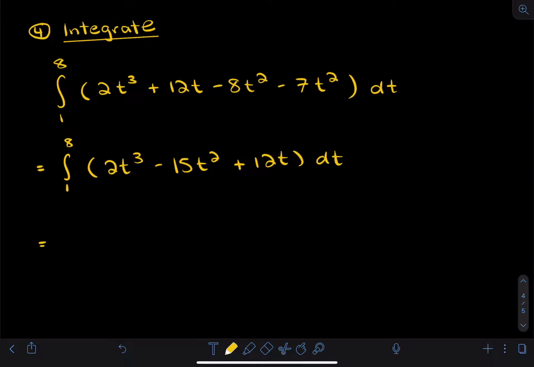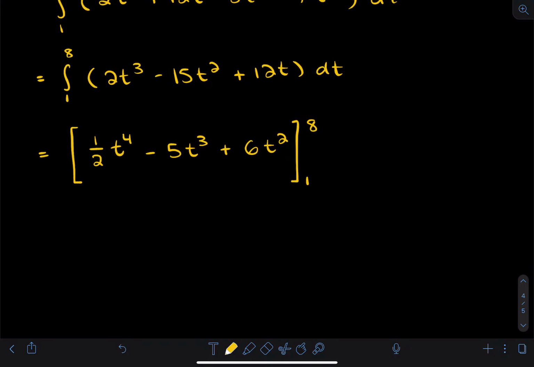This is a very simple function to integrate. So we have 2 over 4, or 1/2, t to the 4, minus 5t cubed plus 6t squared. So that's going to be the integral of that initial function we have up here. And we want to evaluate this from 1 to 8.